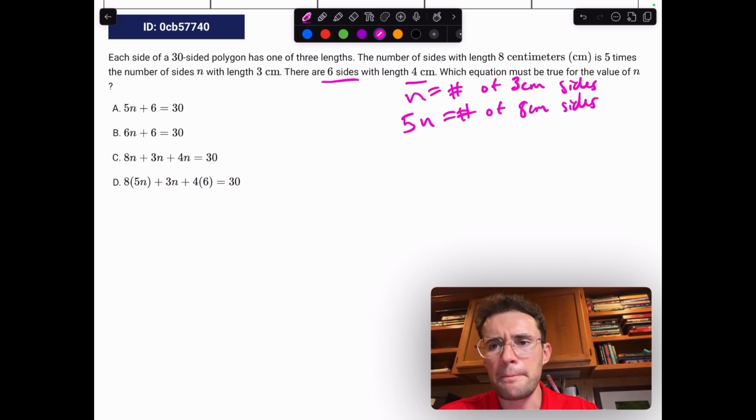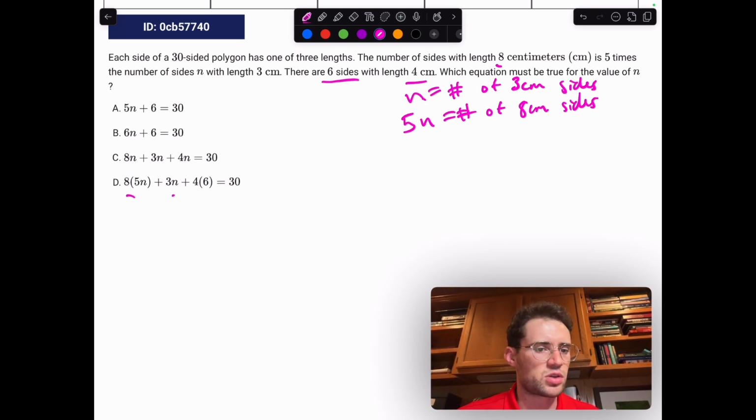Which equation must be true for the value of n? So you're not doing anything with the perimeter. They didn't give you the perimeter. So the actual numbers don't really matter so much. These ones are multiplying it. That would be to find the perimeter, where the perimeter is not 30. The number of sides is 30. So you can get rid of these right away. You're not multiplying by the lengths. The lengths are just to keep track of the different ones.